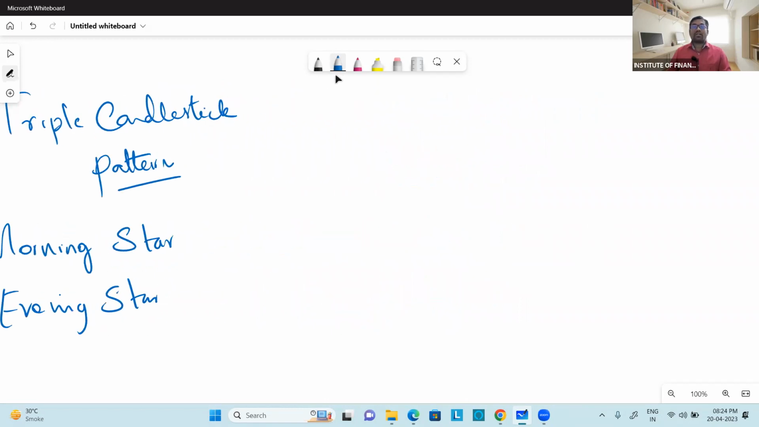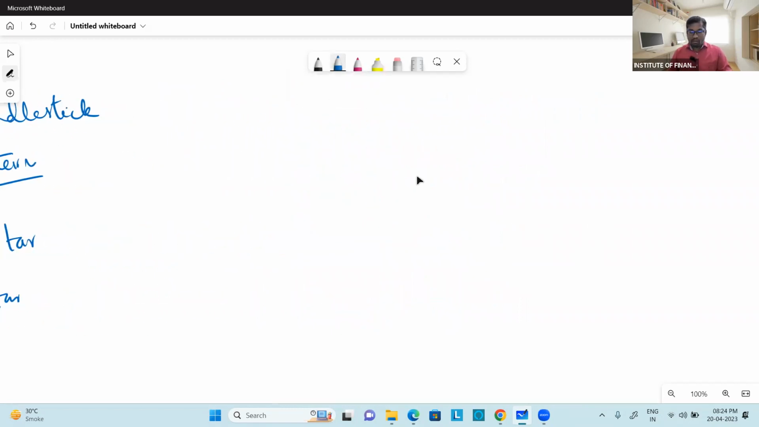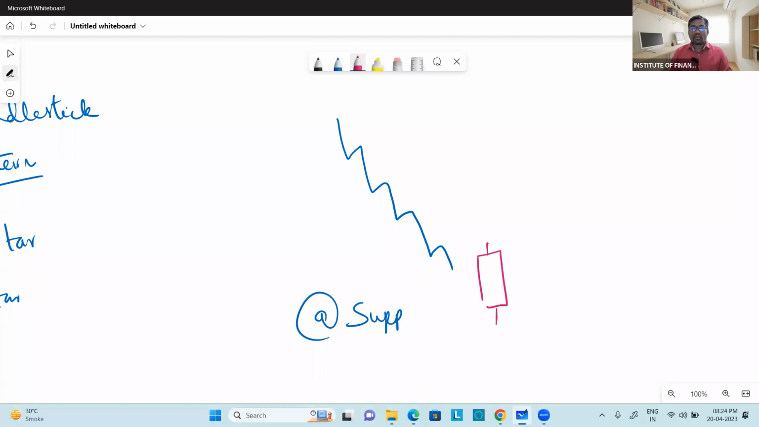So let us start with morning star. Whenever the stock is bearish, at support, you are going to get a red candle and a small doji or a small body candle, whether this or this. Next, one green candle.